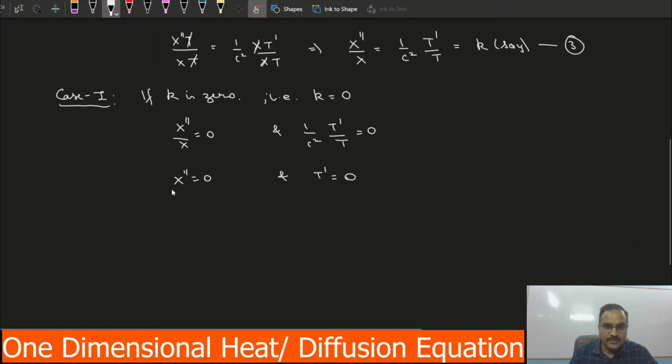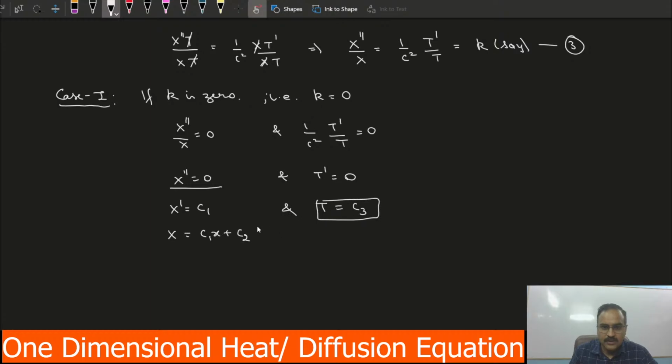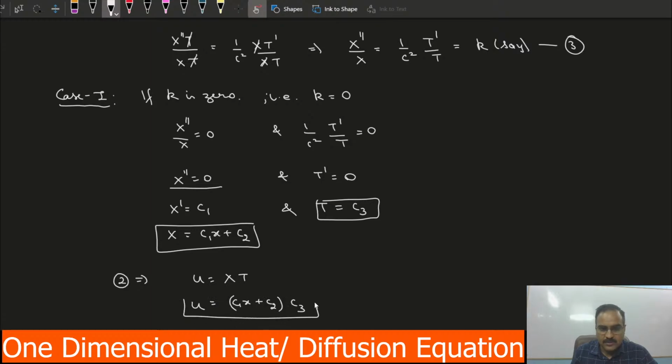Now integrating this part with respect to x, it will be X' = c1. Again integrating, X = c1x + c2. Now integrating the other part, we get T = c3. So these are the values of X and T. Substituting both values in equation number 2, that was u = XT, we get u = (c1x + c2) c3. This is the first solution, and that will be equation number 4.